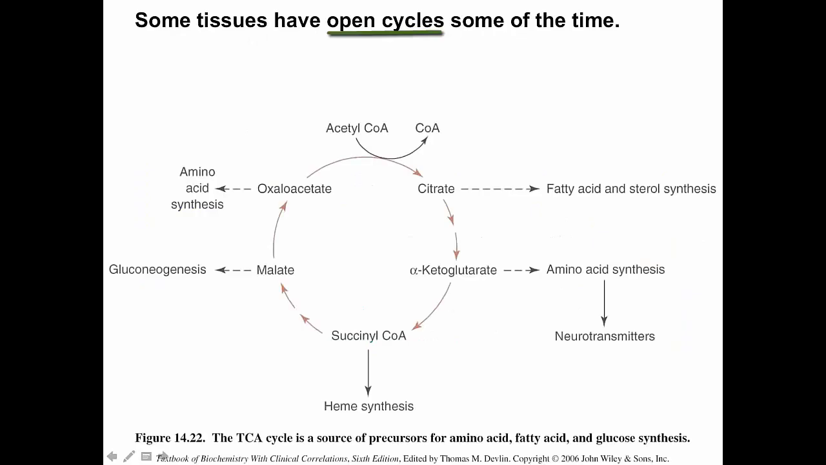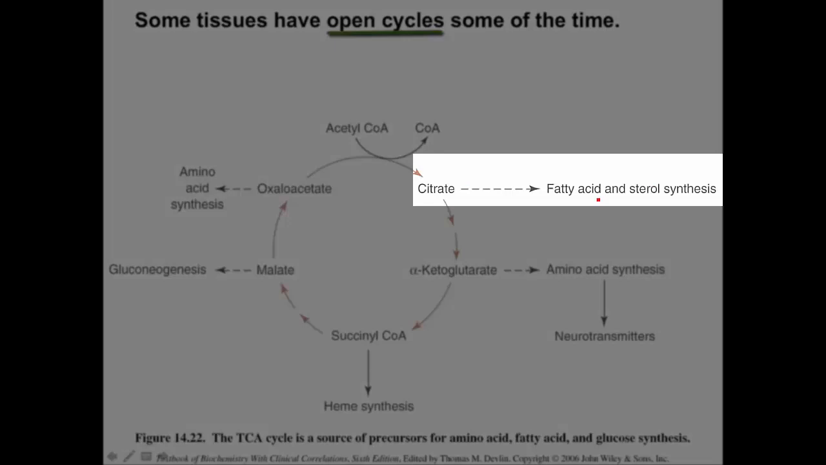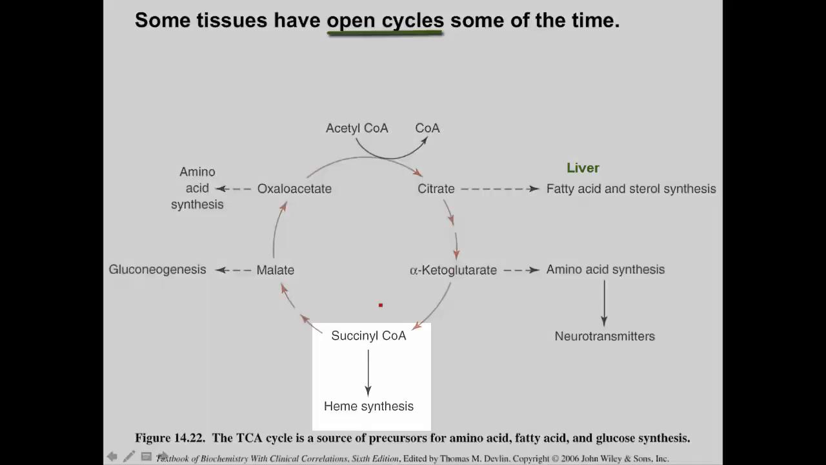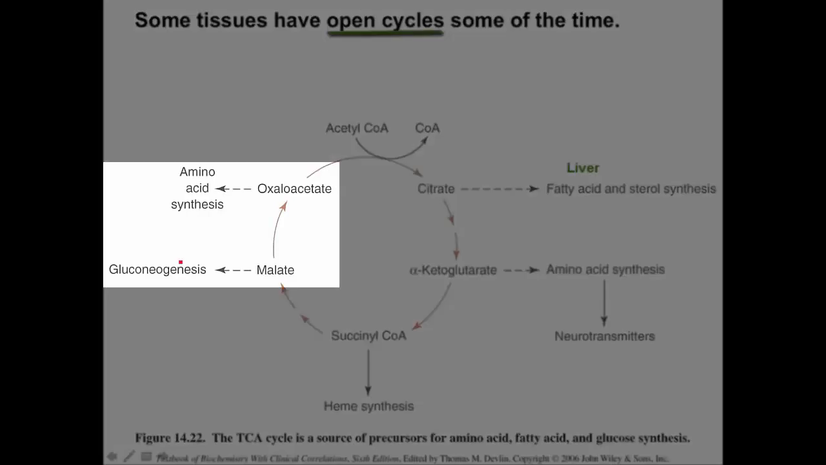So some examples include the synthesis of fatty acids, which are made from citrate. This occurs in the liver. The synthesis of amino acids, so glutamate can be made from alpha-ketoglutarate. Heme is made from succinyl-CoA. And gluconeogenesis in the liver and kidney uses either malate or oxaloacetate. And so in that case, these intermediates leave the pathway.